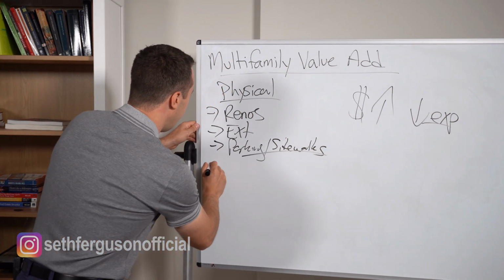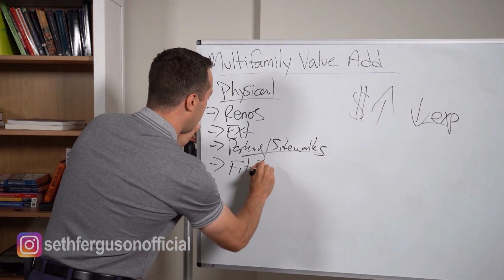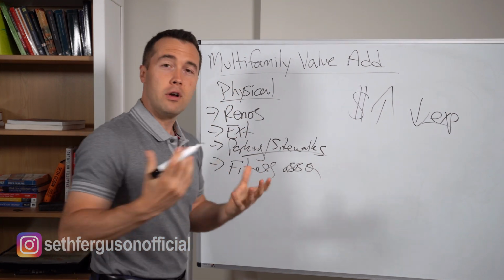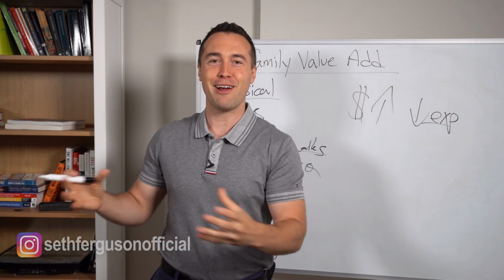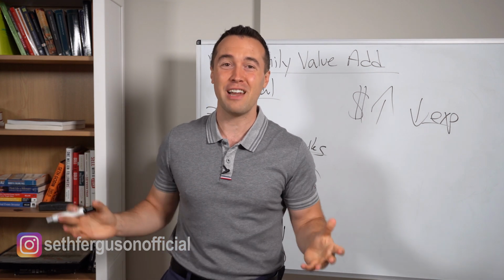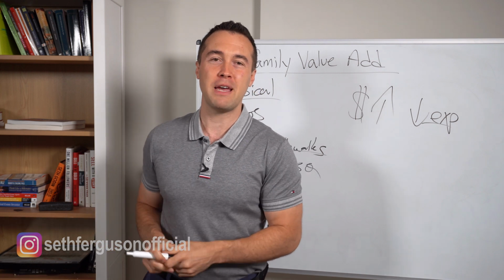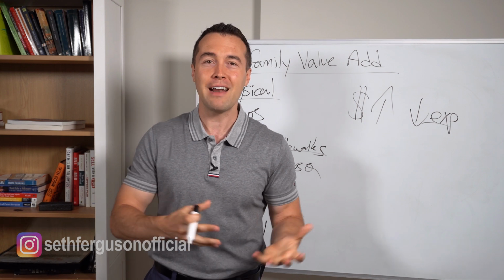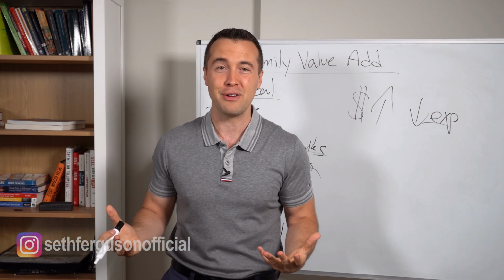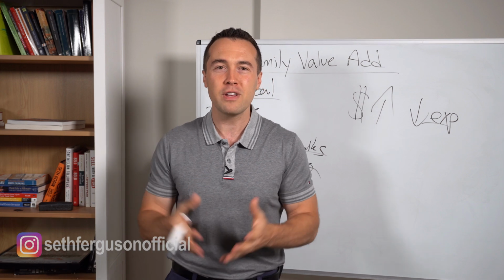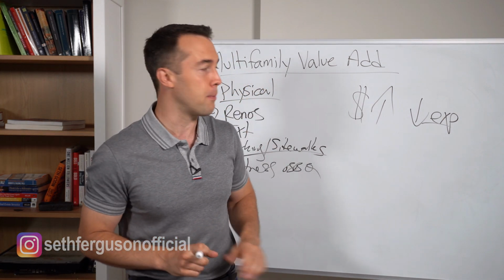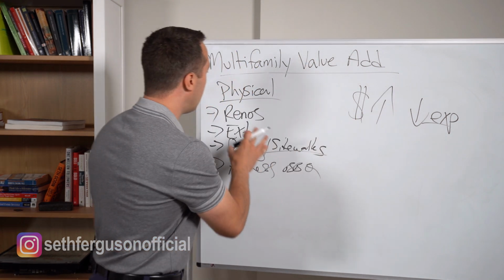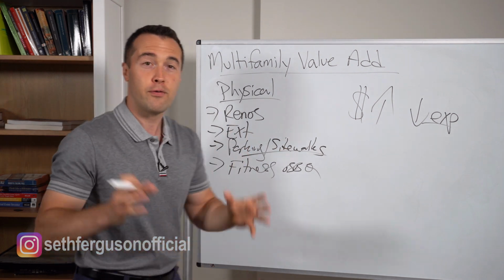Then we can add a fitness center. Adding a fitness center, maybe it's a barbecue pit outside. Or lots of times now we're seeing derelict tennis courts that are never even used. Well, why don't we turn that space into a dog park for tenants? Maybe a playground, maybe adding that barbecue pit there, maybe adding a soccer field. All of these things are about improving the physical components of the property, so that way we can bump up our NOI and then reduce our expenses. So those are some physical examples for the value add strategy.